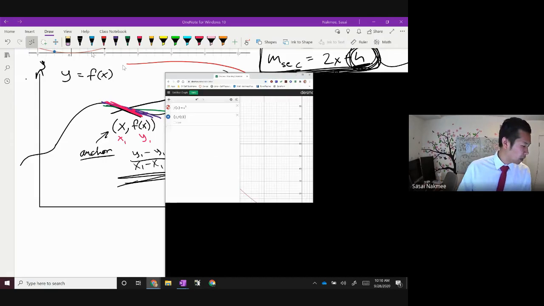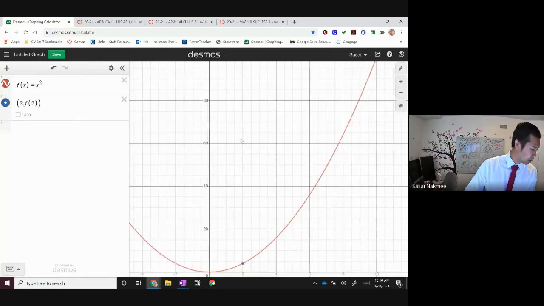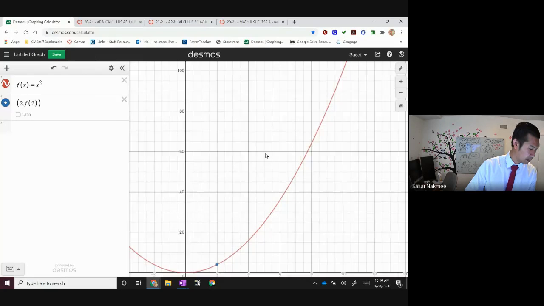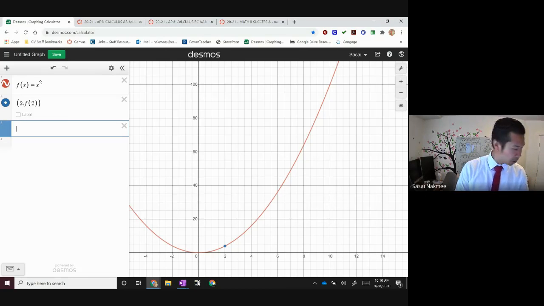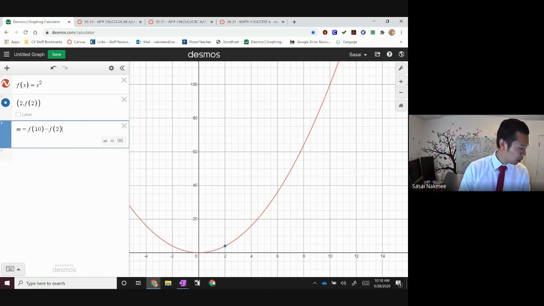All right. Here's a graph of the function we were doing earlier. y is equal to x squared. And I have the anchor point right here at 2. We calculated our slope by using this formula right here. We let m equal y2 minus y1, so it was usually like f of 10 minus f of 2, and then this whole thing was divided by 10 minus 2.